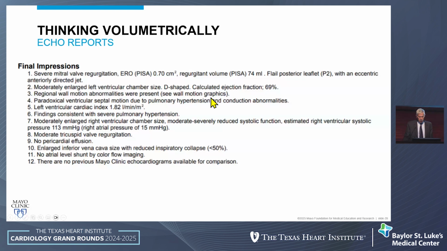Well, this is an echo report, and this is the way we teach our residents to go through echo reports. Is everything consistent? Is the degree of regurgitation assessed by these quantitative methods consistent with what you see? Well, this patient had an ERO of 0.7. He had a regurgitant volume of 74.